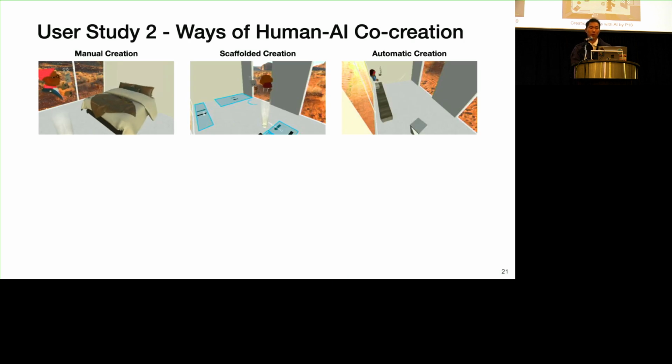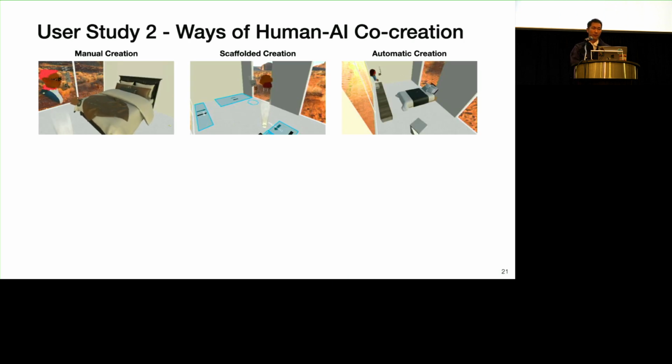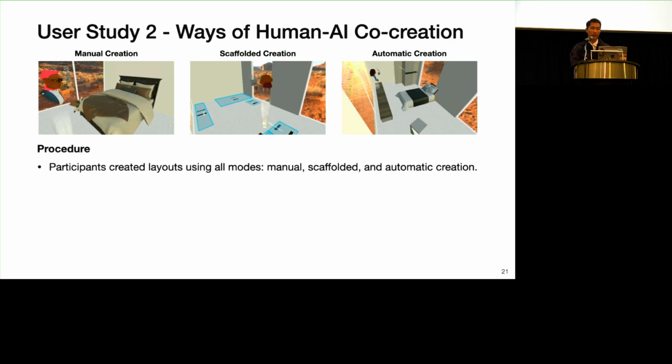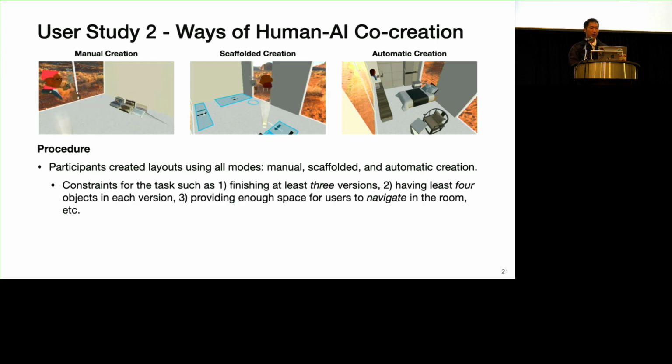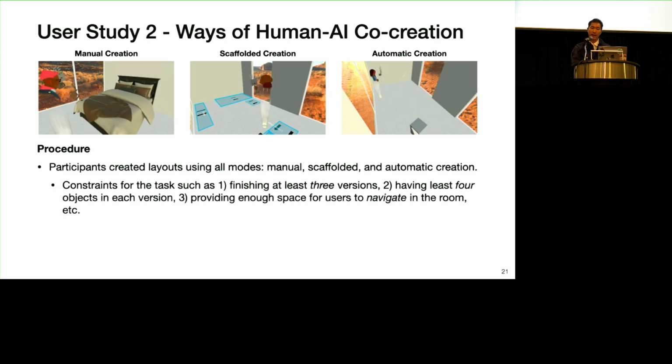With these insights about Gen AI from the first study, we improved our study protocol and conducted a second study that compares these three ways of human-AI co-creation in VR. During the task, the participants created layouts using all modes: manual, scaffolded, and automatic. We gave them some constraints, such as finishing at least 3 versions, with at least 4 objects in each version, and also some objective goals, such as providing enough space for people to walk around.